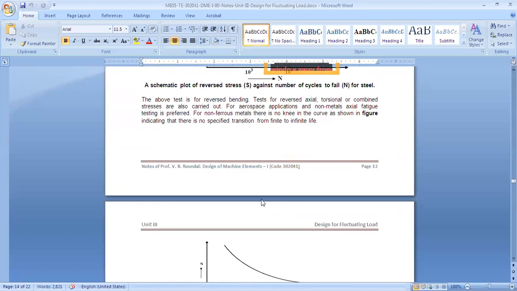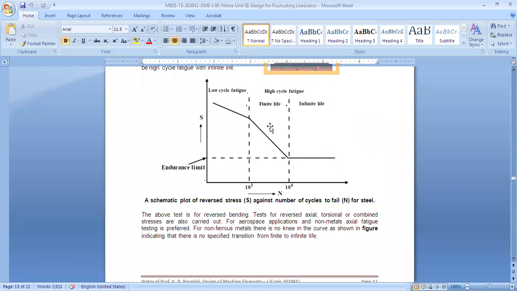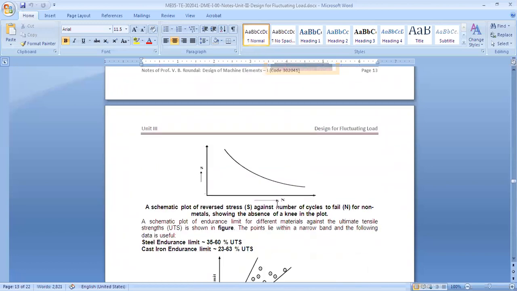This is actually for metals. This kind of behavior will be there for metal. For non-metals, this line will be like this. It will not be a straight line.